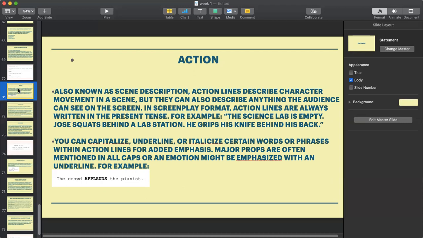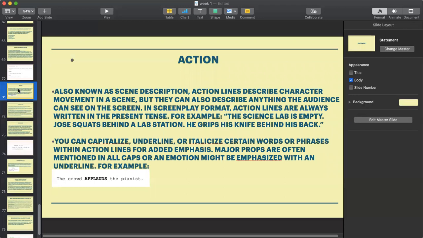For example, in screenplay format, action lines are always written in present tense. For example, the science lab is empty. Yossi squats behind a lab station. He grips his knife behind his back. So the science lab is empty. You are showing a science lab which is empty. There are no people, so you need to mention that. This character Yossi squats behind a lab station. He is moving behind a lab station and he takes a knife behind his back. So whatever the audience is going to see on the screen, you need to mention it as an action.